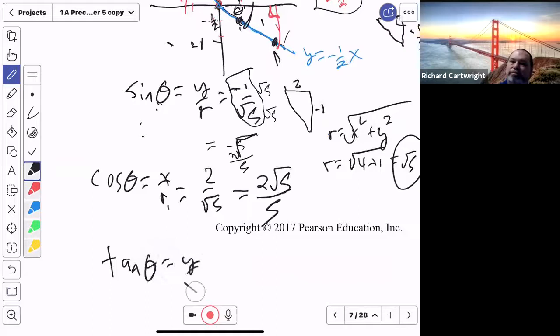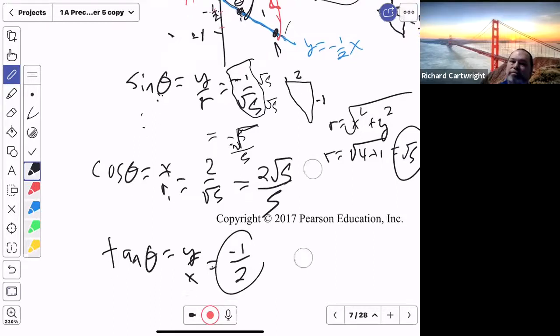Tangent is y over x. That means it's a negative 1 over 2. Just a plain negative half. I think so. Double check my math, somebody. I'll take it. Nobody's saying nothing.